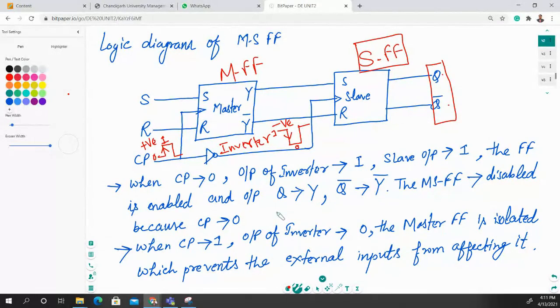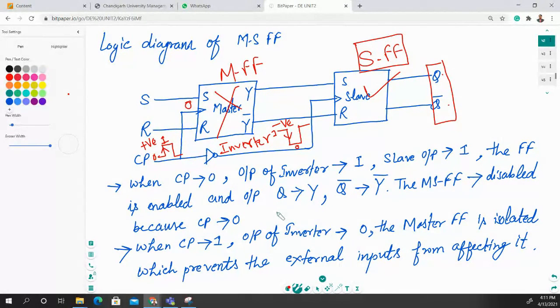When you apply this clock pulse 0, the output of an inverter is 1, and the slave output is 1 at that point, and the flip flop is enabled, and the output q is changing to y and q bar is changing to y bar. The master flip flop is disabled because this clock pulse is 0.